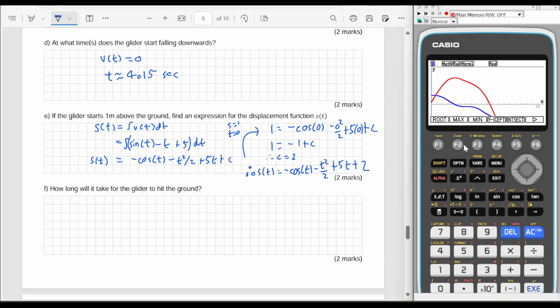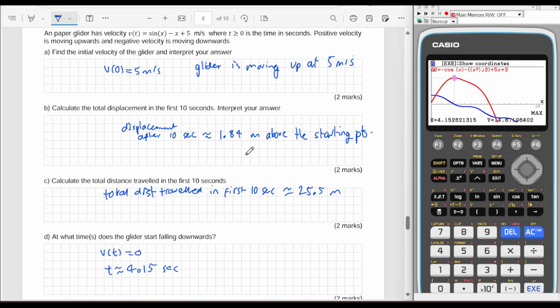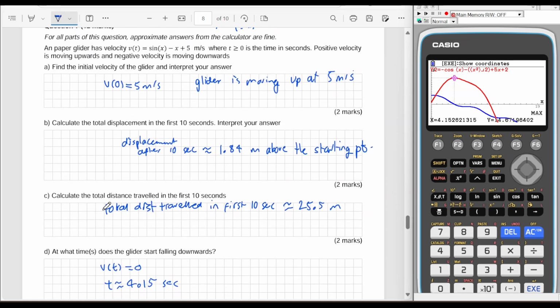So we can verify a few things immediately. So if we go g-solve max, then it should happen at 4.15 seconds. Max above the top graph. Yes, it does, 4.15 seconds. If we look at, for example, the distance or the displacement in 10 seconds, so if we go trace at 10, 2.83. Okay, that's above the starting point. Now, or 2.84.